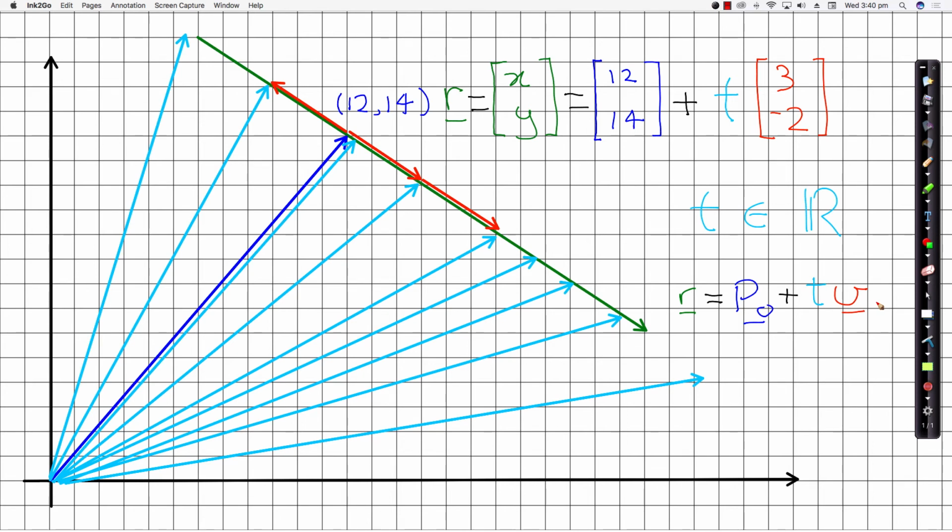We note here that we could substitute a value for the parameter t to find a particular point on the line, but for our equation to describe a vector that can point to any point on the line, we must allow t to range over all real numbers.